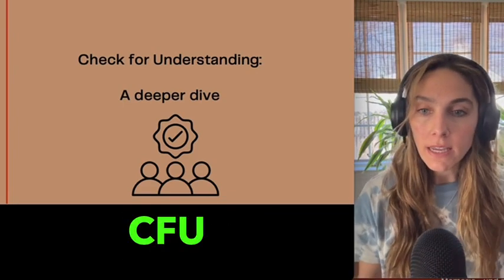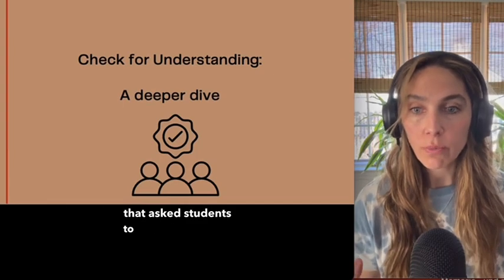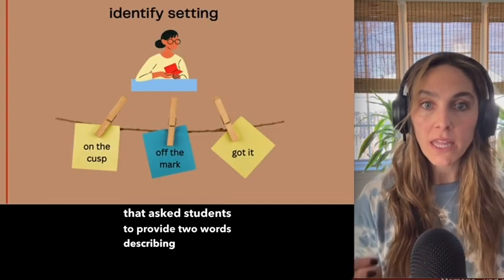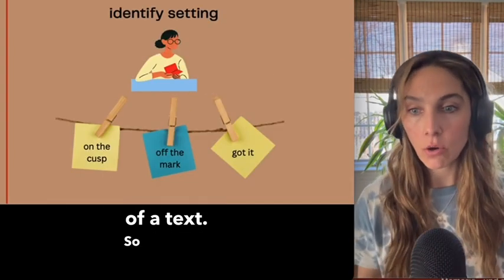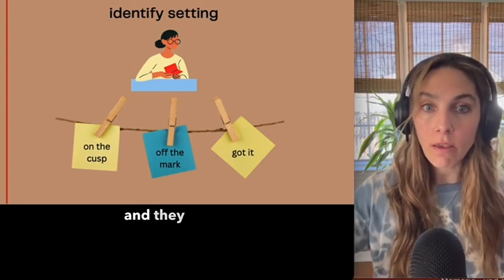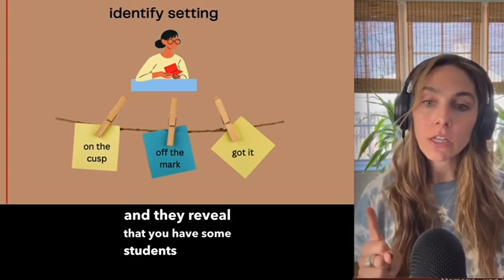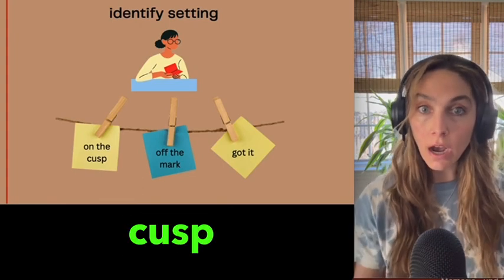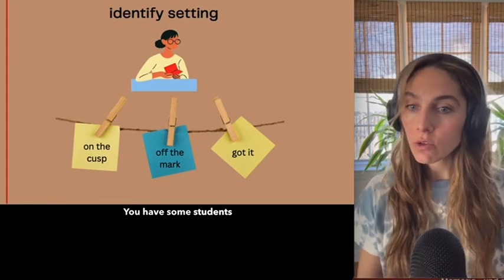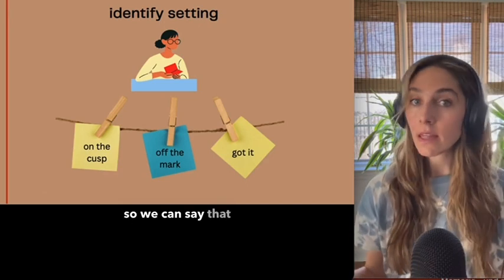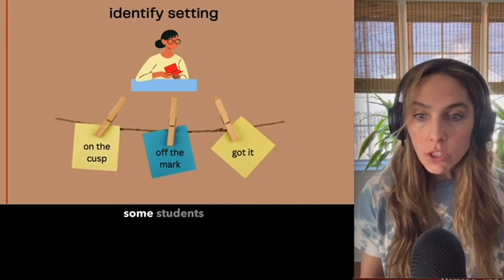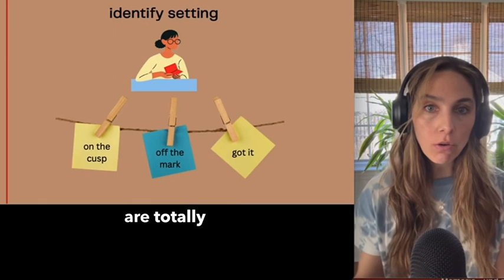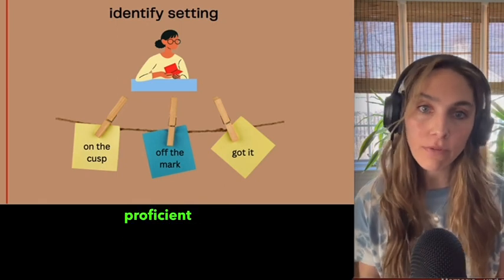So let's say you had a CFU that asked students to provide 2 words describing the setting of a text. So you've sorted the CFU and they reveal that you have some students who can give 1 out of the 2 words. So they are on the cusp of understanding. You have some students who can give 2 words. So we can say that they've got it. And then you have some students who have given you nothing close, are totally off the mark. So they are not proficient quite yet.